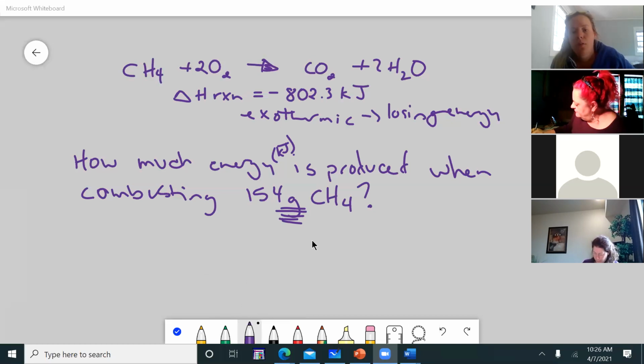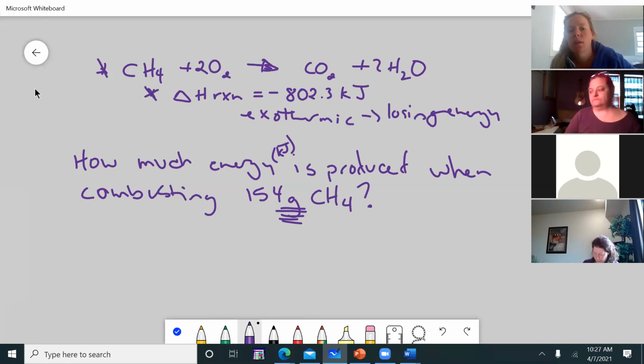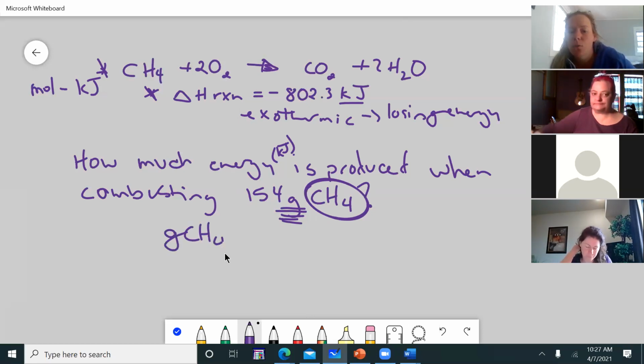Okay, so the relationship between a balanced equation that we've got up here and the delta H of reaction is going to relate moles to energy, and energy specifically for this one is in kilojoules. So it's going to relate moles to kilojoules. We're not given moles. What are we given? We're given grams, but that's okay. Start to think about grams and moles as being really interchangeable as long as you know the molar mass of the compound. So I'm going to go from grams of the CH4 into moles.